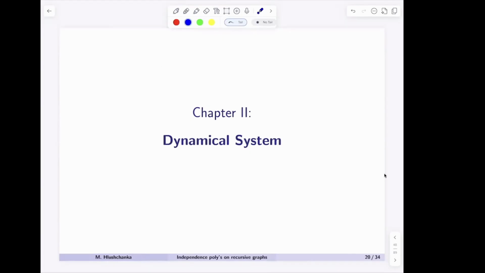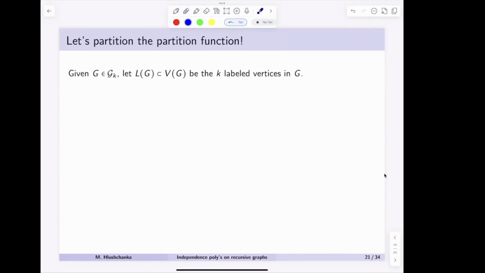So basically now, having a recursive sequence of graphs, or having a recursion operator, what do we want to do? We want to introduce some natural dynamical system that allows us to compute the corresponding partition functions. And basically the idea is that we want to partition the partition function. So remember that we look at the sequences of graphs with k labeled vertices. So I denote by L of G the set of labeled vertices. So this set will have exactly k vertices.